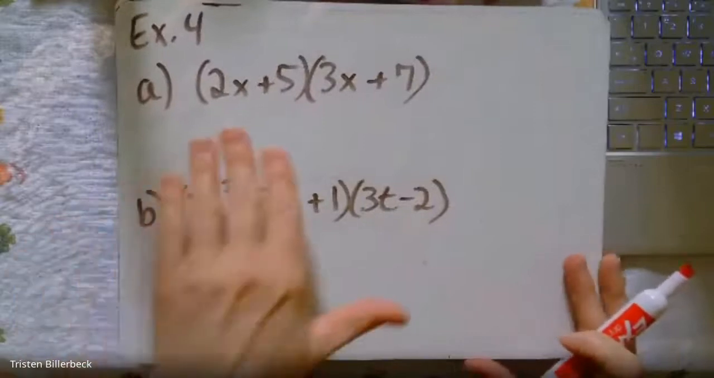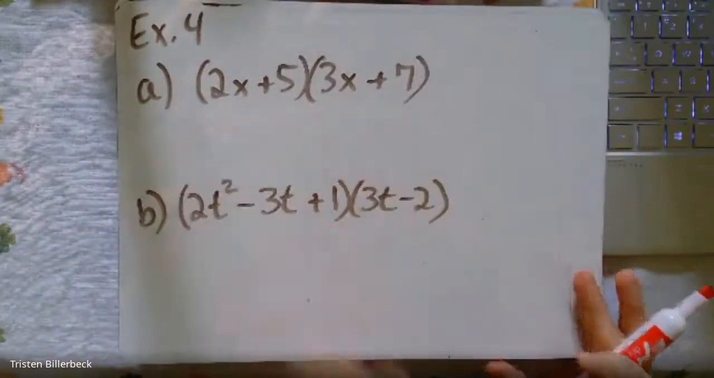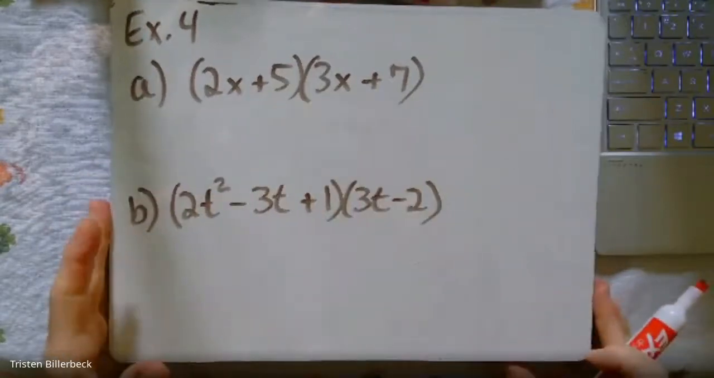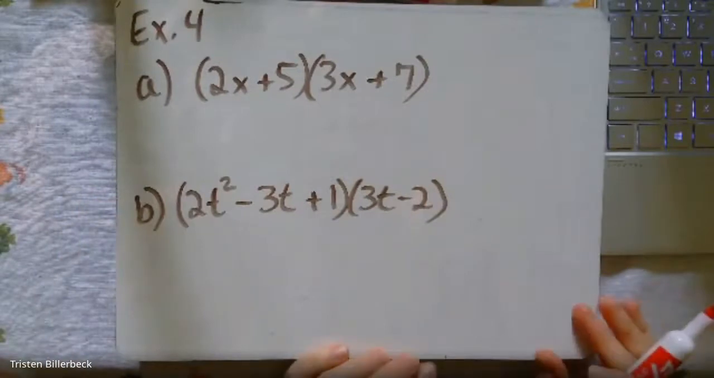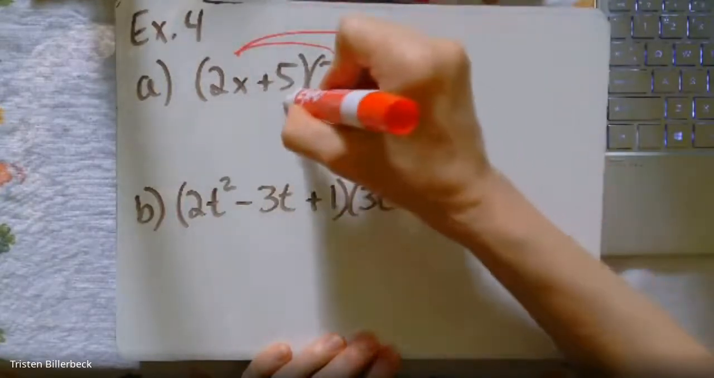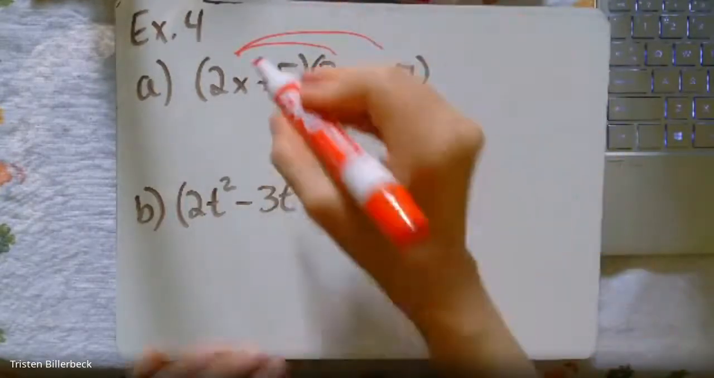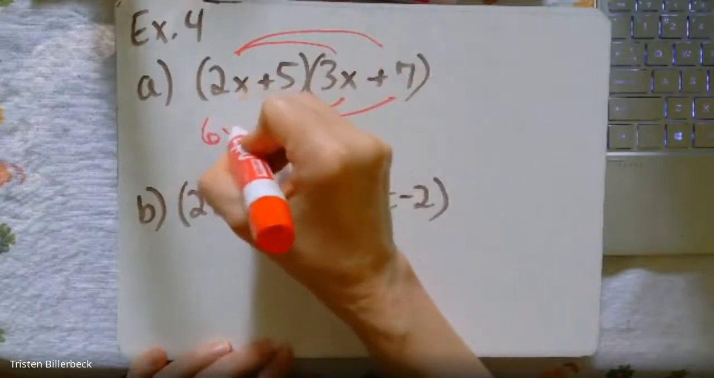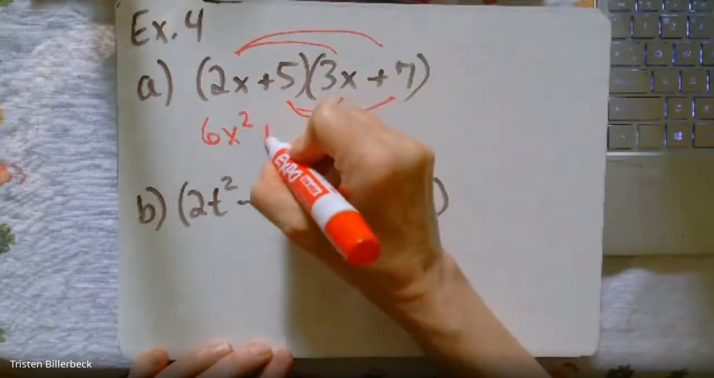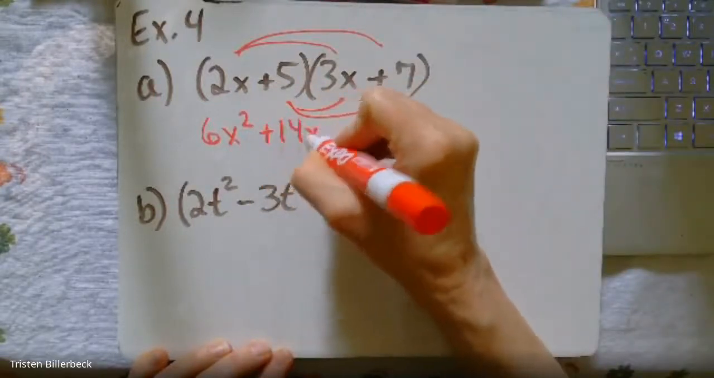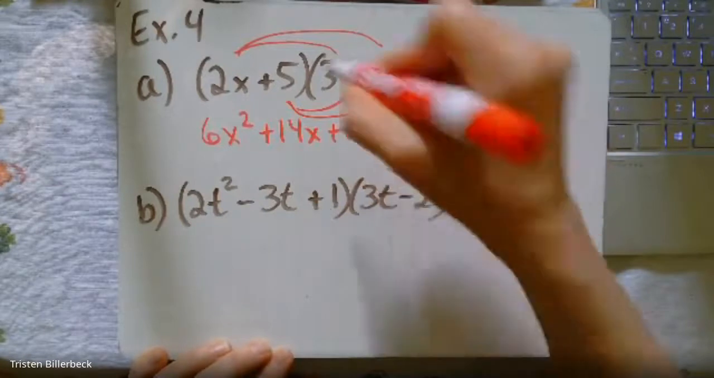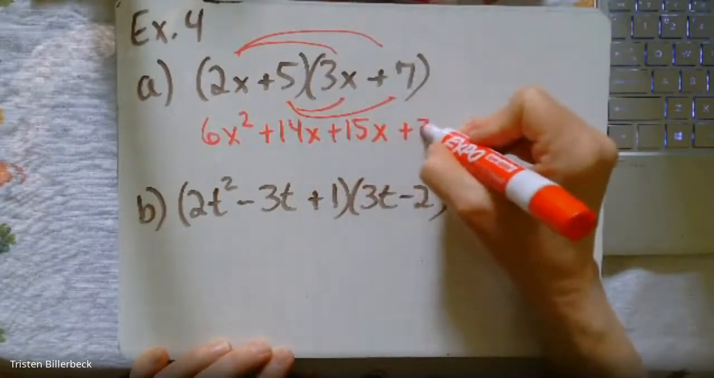All right, one more time with two binomials. Binomial, bi means two and nomial means number. So I have two binomials. So this is our last example, the product of two binomials. So we are going to do first, outer, inner, last. So 2 times 3 is 6, and we have x's, so 6x squared. 2x times 7 is 14x. 5 times 3x is 15x. And 5 times 7 is 35.